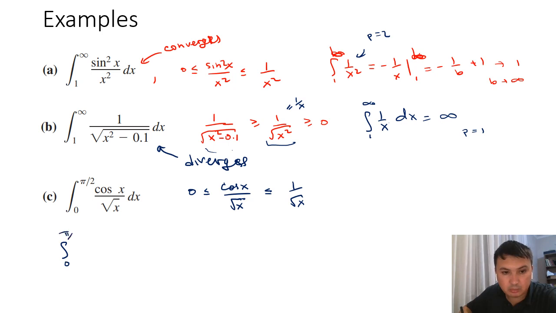Integral from 0 to pi half of 1 over square root of x dx. The antiderivative is 2 times square root of x. So I have a problem at 0, right? So I need to do something like a to pi over 2, and then I need to stick here a limit, the limit as a goes to 0 from the right.